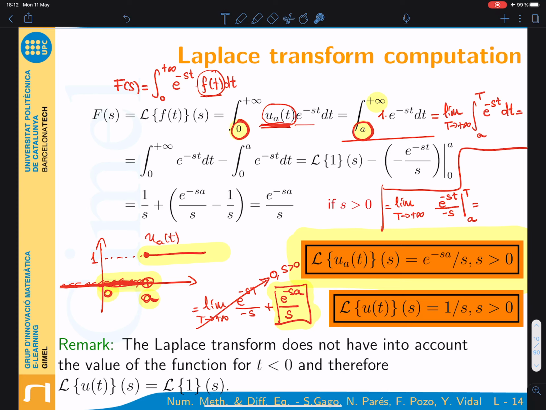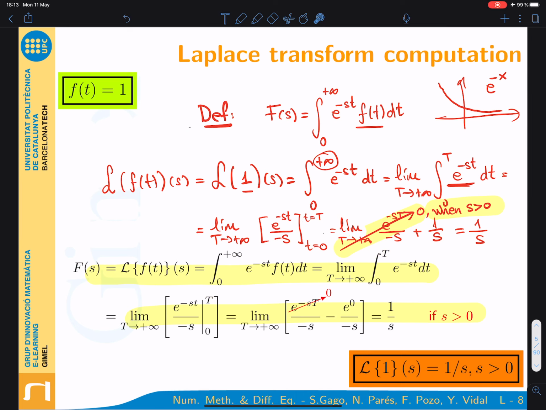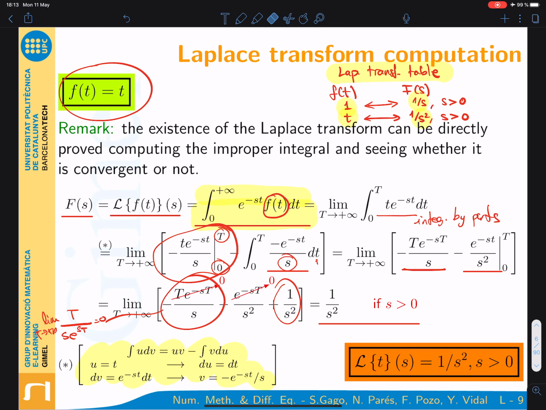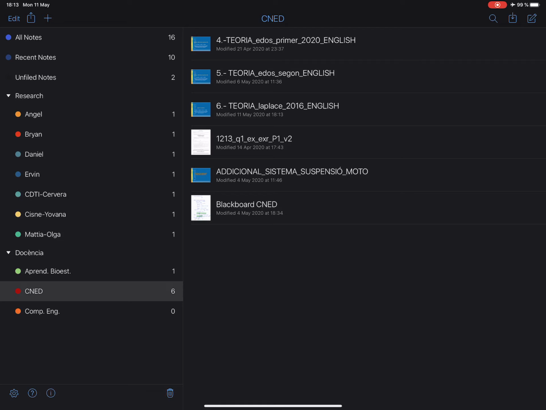Wait a moment, that does not make sense. 1 over s was already taken, remember? Remember here? 1 over s was the Laplace transform of the constant function. Is it possible that for a different function that is 0 here, 0 here, and 1 here, okay? This is u(t), the step function, which is 0 before. Let me do this better. Let me go to the blackboard. I think it's going to be better.